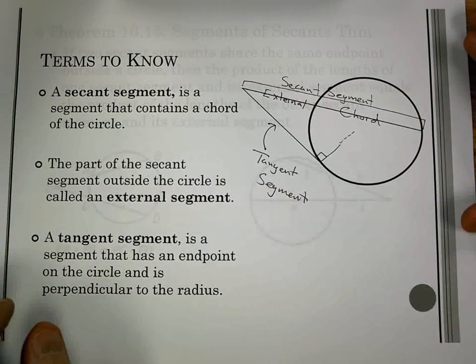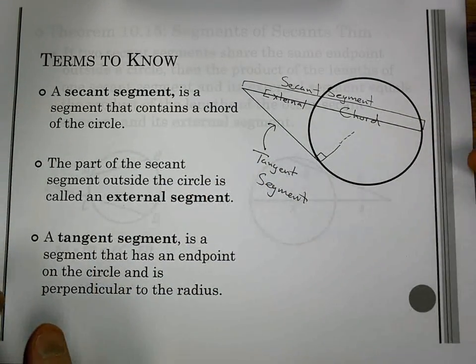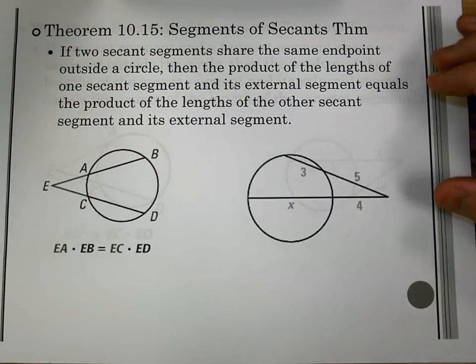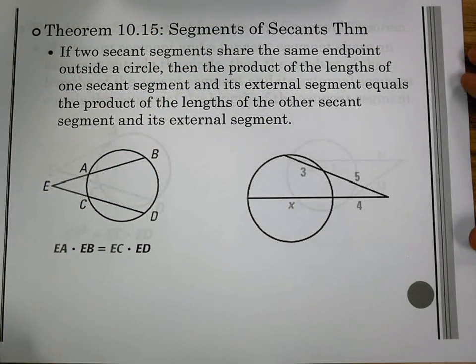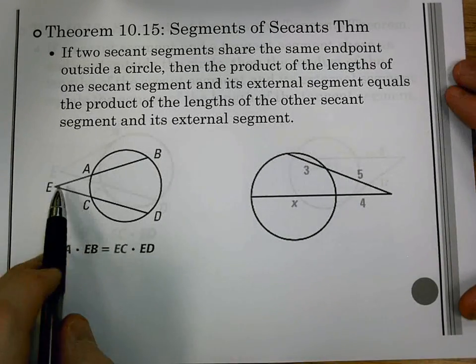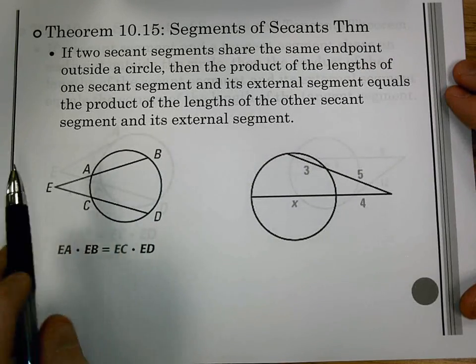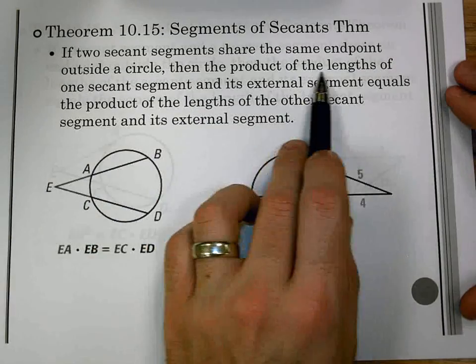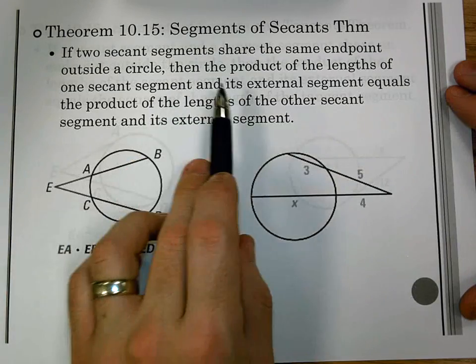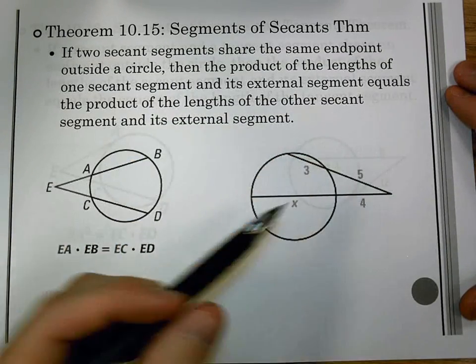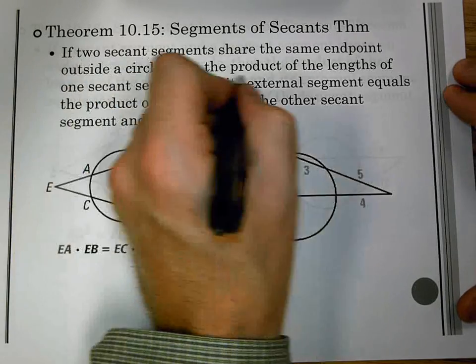Okay, so we actually have two theorems here. The first one mainly deals with our secant segments. It says if two secant segments share the same endpoint outside the circle, well, let's look real fast. They share E. They both intersect the circle at 2 points. Then the product of the lengths of one secant segment and its external segment equals the product of the lengths of the other secant segment and its external segment.